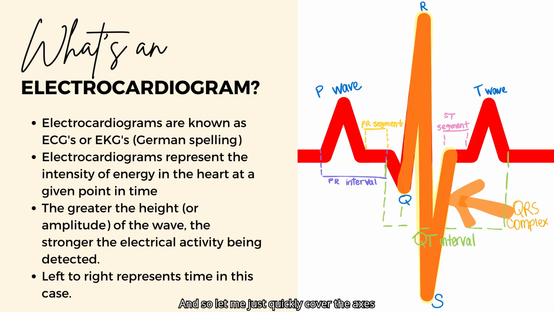And so let me just quickly cover the axes of the graph. So the greater the height or the amplitude of the wave, as in up or down, the stronger the electrical activity being detected. And left to right represents time, so as time progresses, the chart will move on. And so now we know what up and down and left and right represent in this graph.